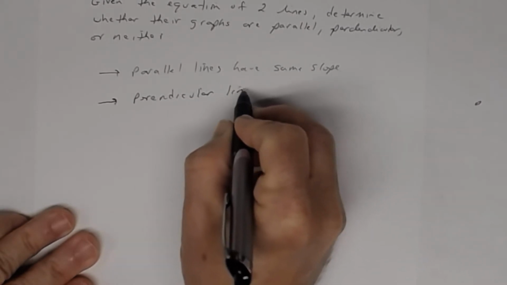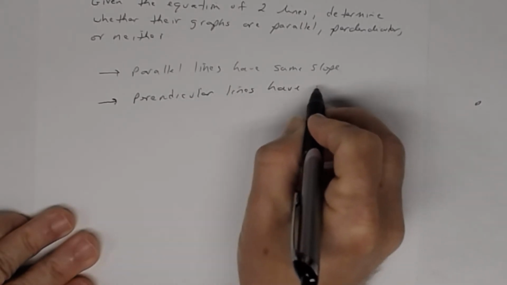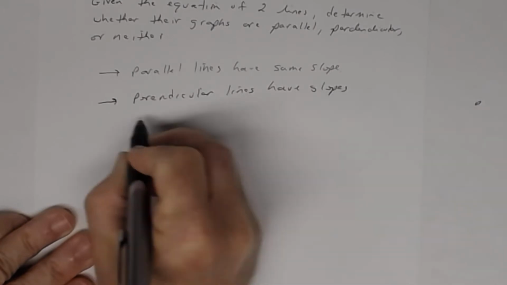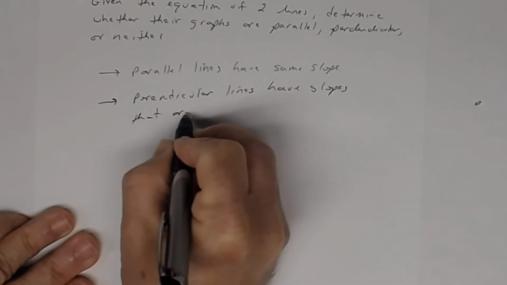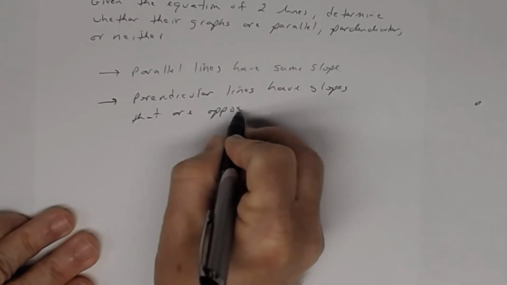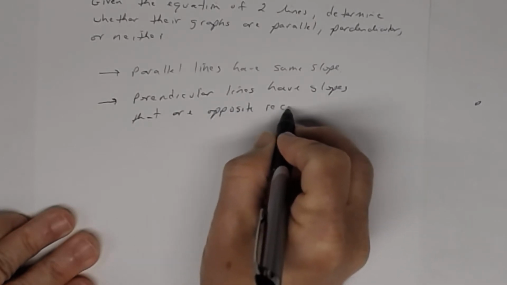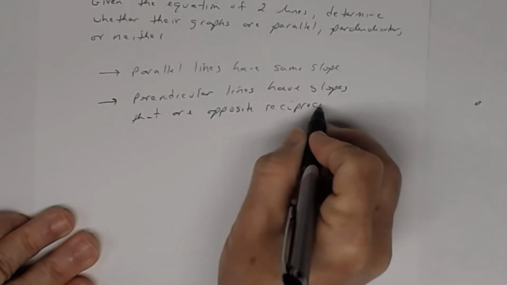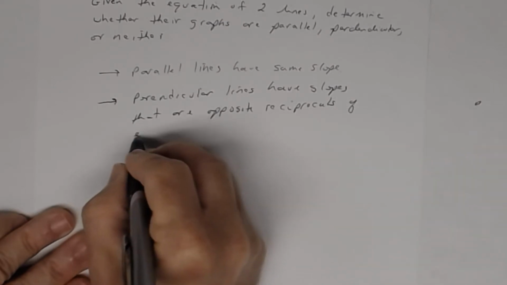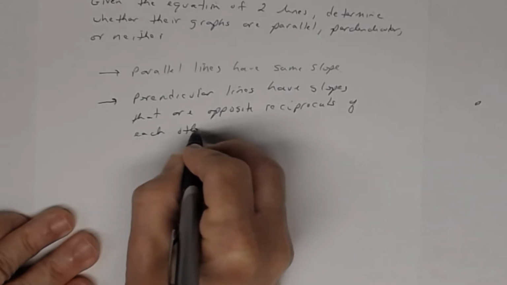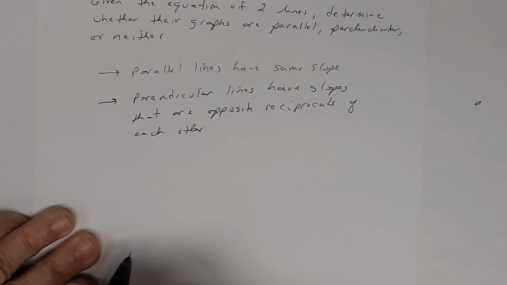Perpendicular lines have slopes that are opposite reciprocals of each other. Okay, so perpendicular lines have slopes that are opposite reciprocals of each other.